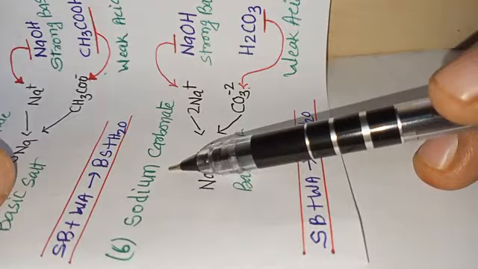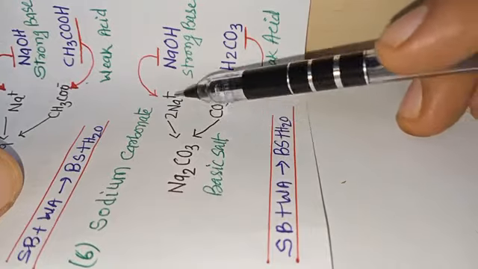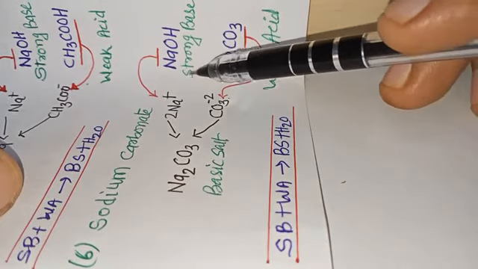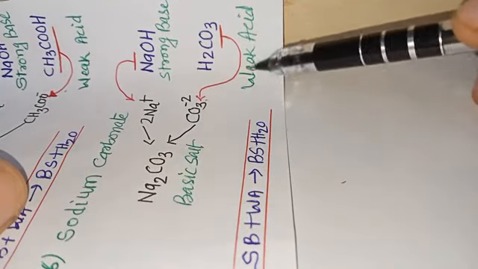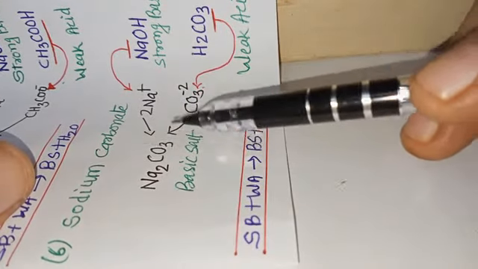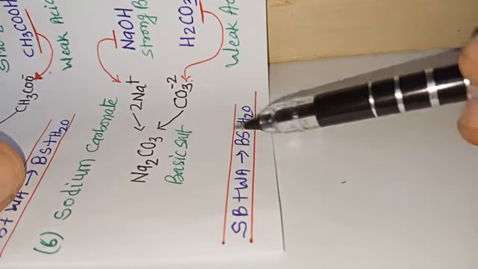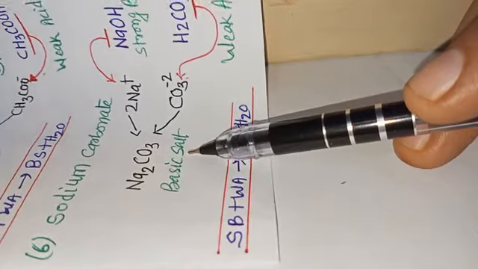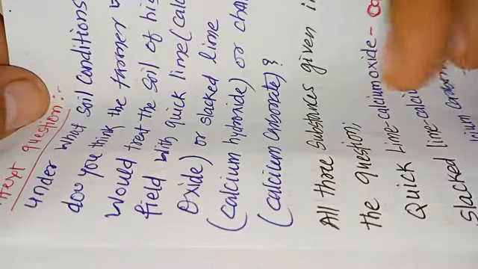Same way, we can think of the sodium carbonate. Sodium carbonate has the formula Na2CO3. So it has 2 Na plus and CO3 minus 2. This Na plus comes from the strong base NaOH, whereas the CO3 minus 2 comes from the H2CO3, which is a weak acid. And that is why Na2CO3 or sodium carbonate is a salt from strong base and weak acid, and thus it is a basic salt. So my dear students, this is how we can understand about the various salts.